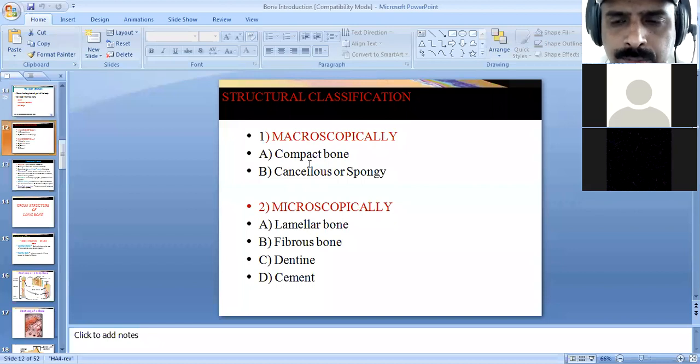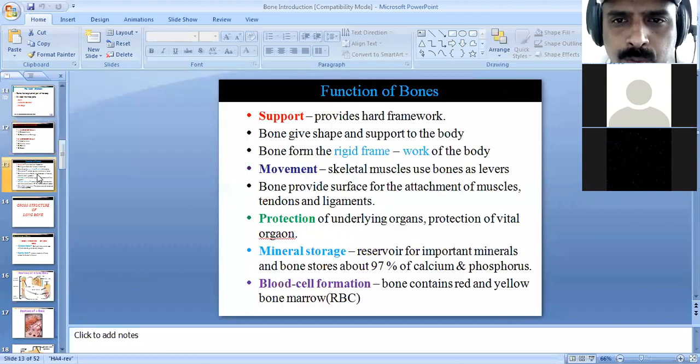Compact bone and cancellous bone are the parts of young bone we have studied macroscopically. That is the classification. So it is very important to know the total of four classifications we have come across: according to the shape, the developmental classification, then the regional classification and the structural classification. Next we are going to deal with the most important topic, the functions of the bone.